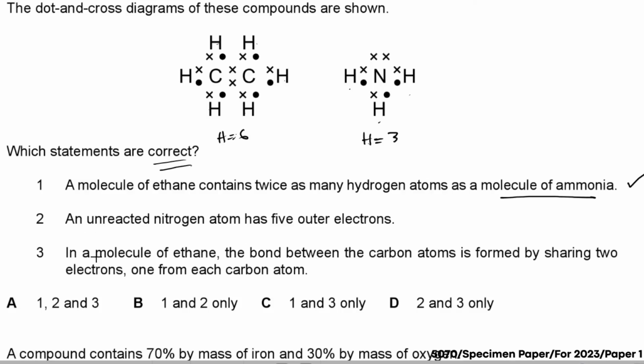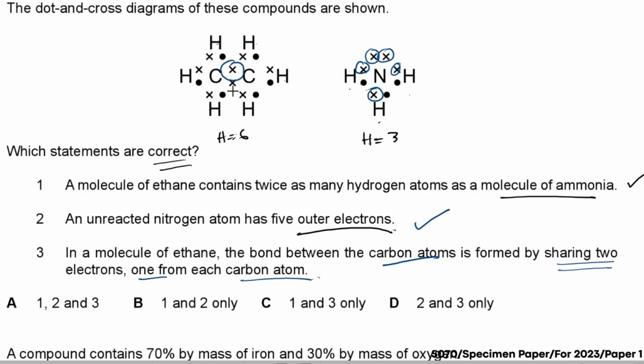An unreacted nitrogen atom has 5 outer electrons. So let's consider these dots. We have to go ahead and count nitrogen. So it's 1, 2, 3, 4, 5. So yes, statement 2 is correct. Moving on, in statement 3, in a molecule of ethane, the bond between carbon atoms is formed by sharing 2 electrons, 1 from each carbon atom.